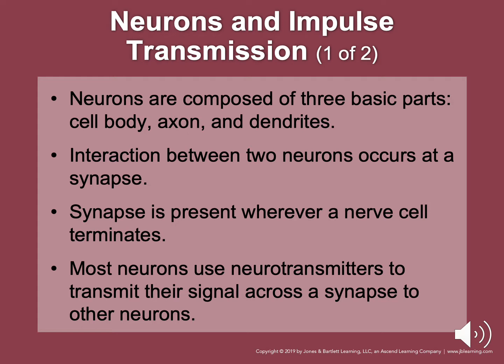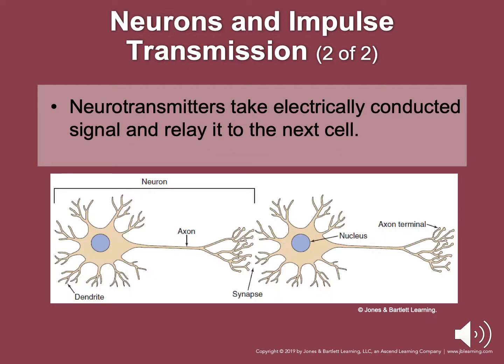The synapse is the junction where the interaction between two neurons occurs. Most neurons use neurotransmitters to transmit their signal across a synapse to other neurons. When these nerve cells do not actually come in direct contact with each other, a synapse is present. All right, neurotransmitters take the electrically conducted signal from one neuron and relay it on to the next cell. The nerve cells respond to these signals by firing or not.